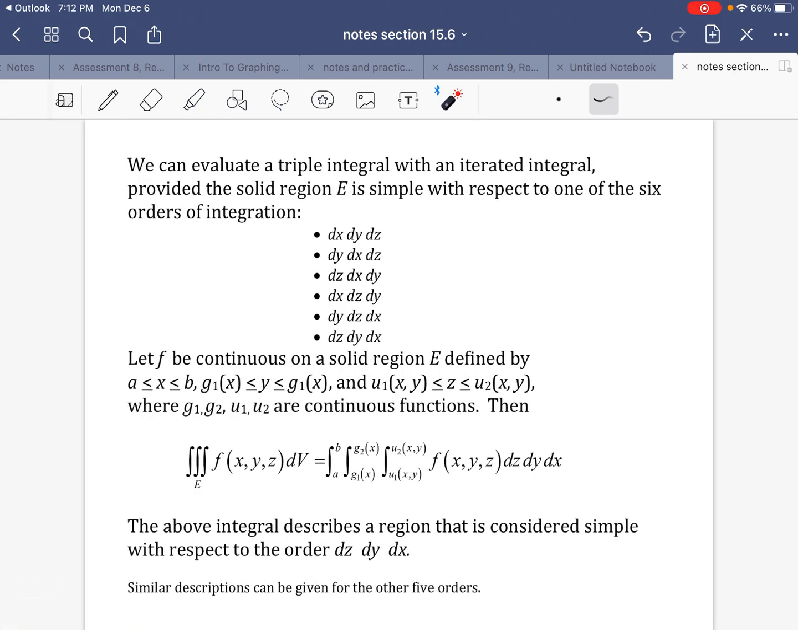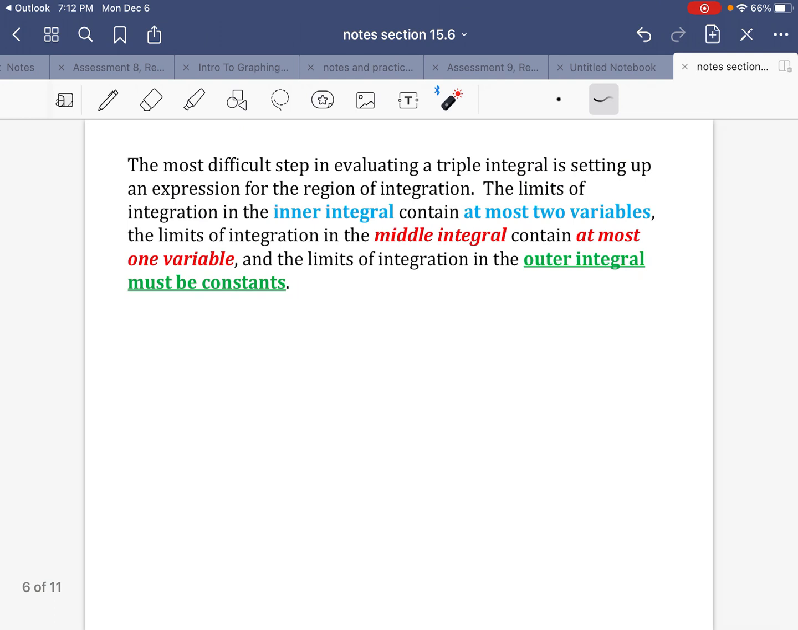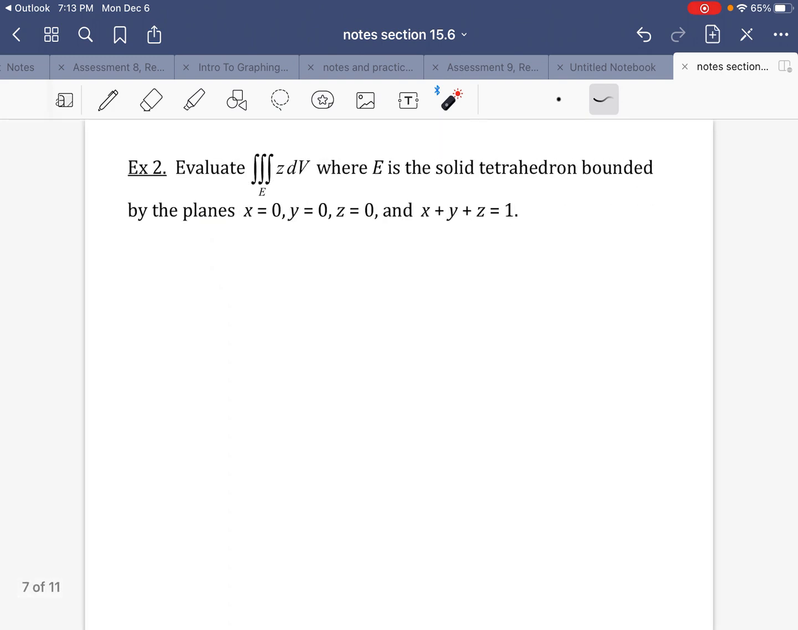All right. So then we talked about how you have basically 6 orders of integration that you could have. And so realize when you do this that your inner integral can contain at most 2 variables. So if z is on the inside, then it can have x's and y's in the definition of these expressions. Then if y is next, it's allowed to have x, and if x is last, then it can only have numbers. So the most important thing is that the innermost integral can have 2 variables, the middle one can have 1, and the last integral on the farthest outside can only have constants, or numbers.